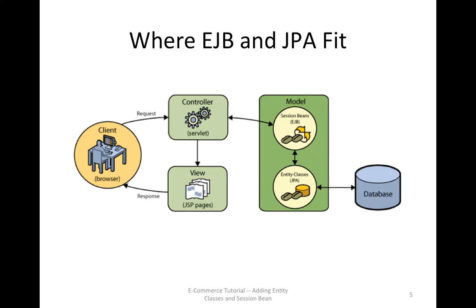Now, where do EJB and JPA fit? If you recall this picture, which is the model for the architecture for our application, we use MVC model architecture. M stands for model, V stands for view, C stands for controller. We explained this picture before. Now, EJB and the JPA are used in the model part. Okay, you see the JPA will interact with the database.